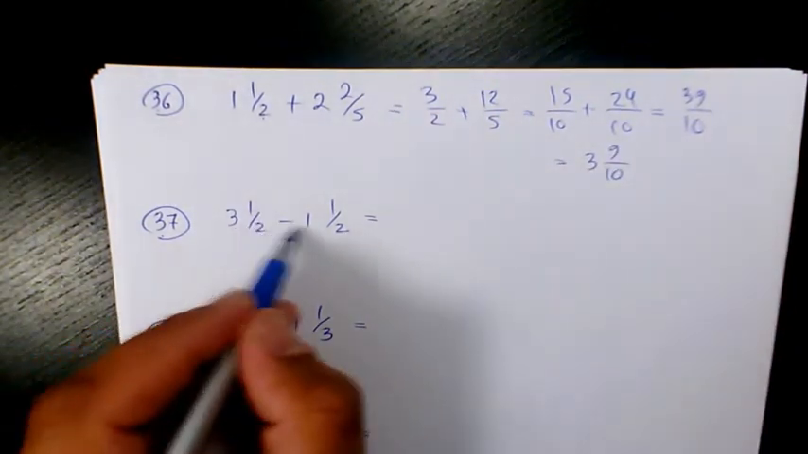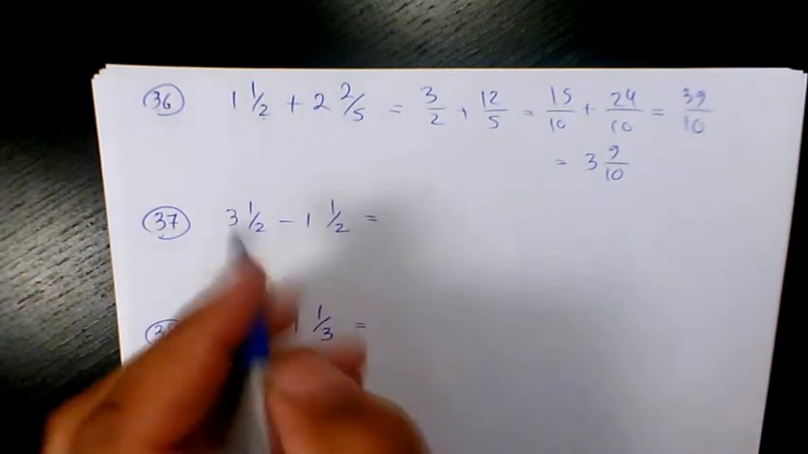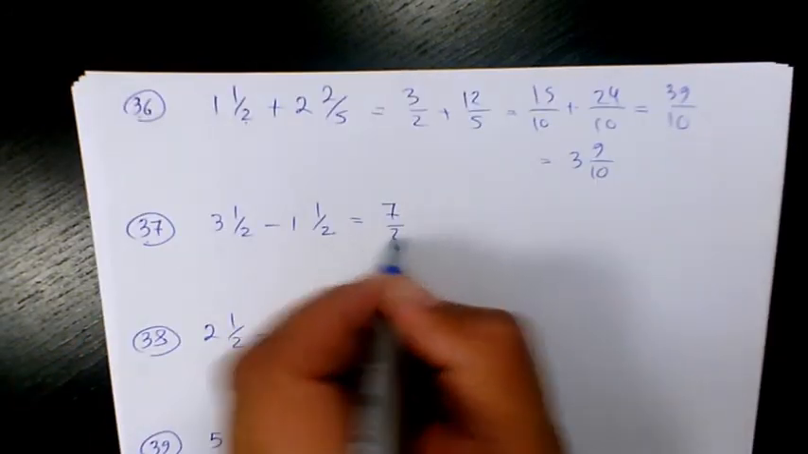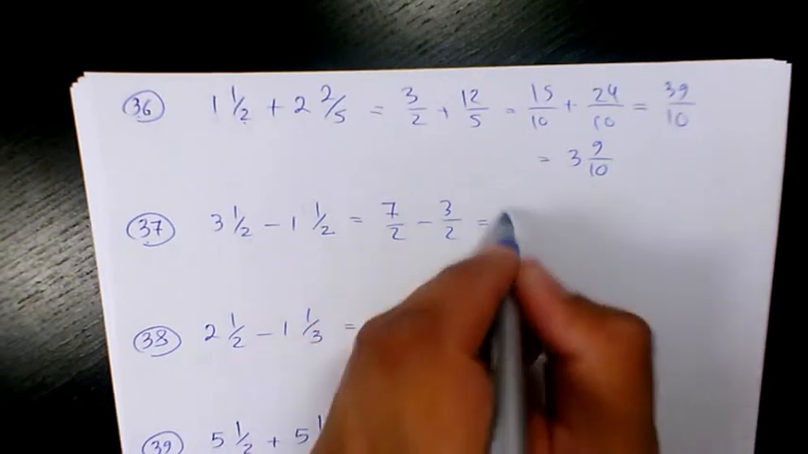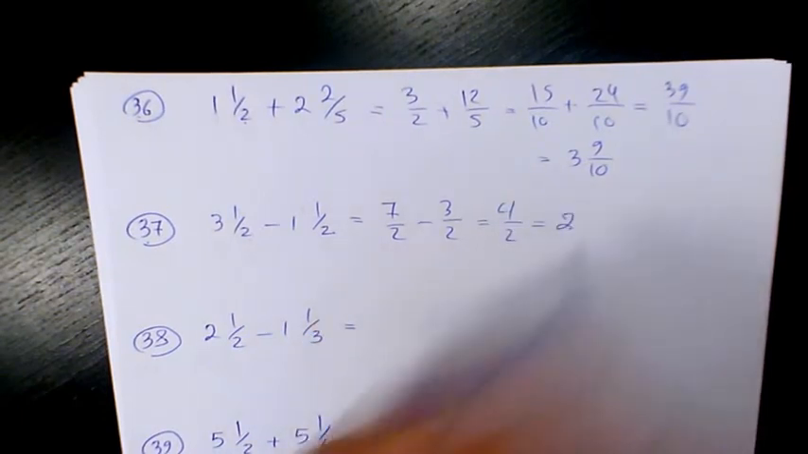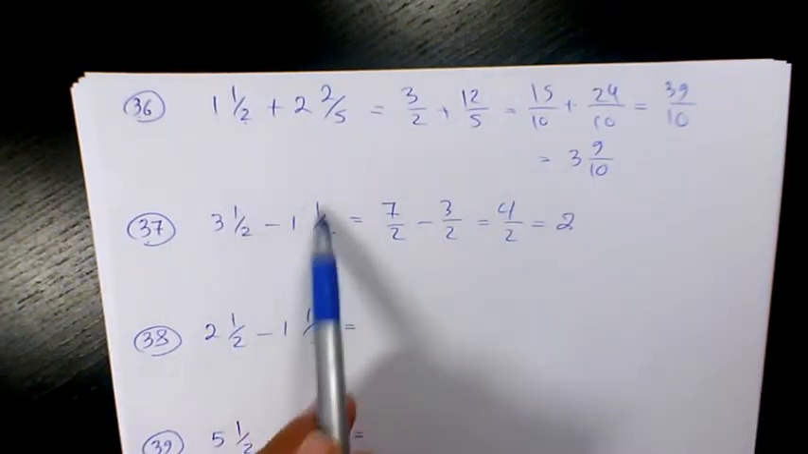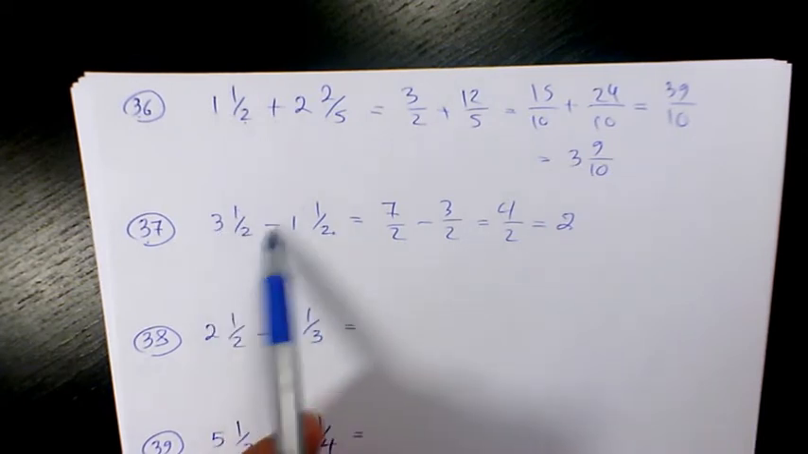3 1/2 minus 1 1/2 is going to be 7 over 2 minus 3 over 2. That's going to be 4 over 2, which is 2. Or you can say 1 over 2 minus 1 over 2 is going to be 0. 3 minus 1 is going to be 2.